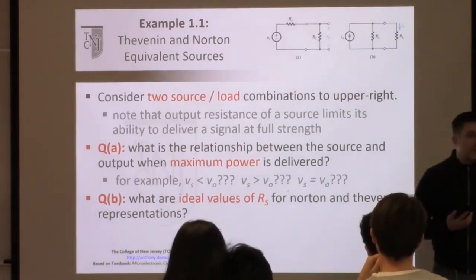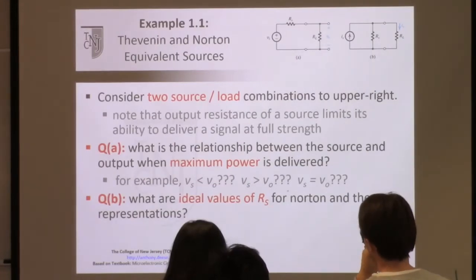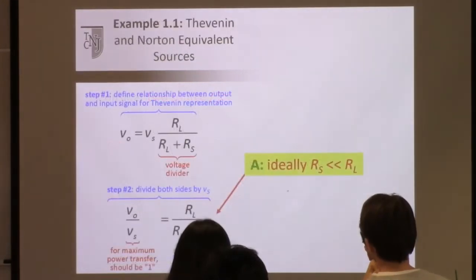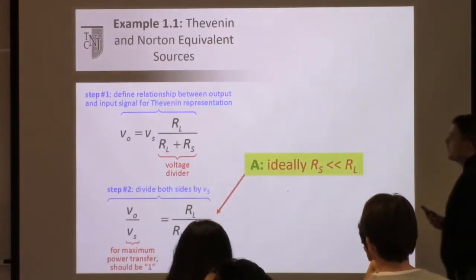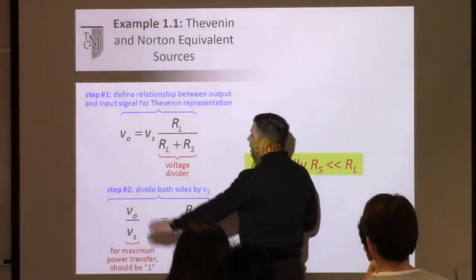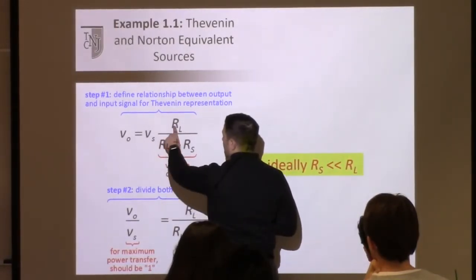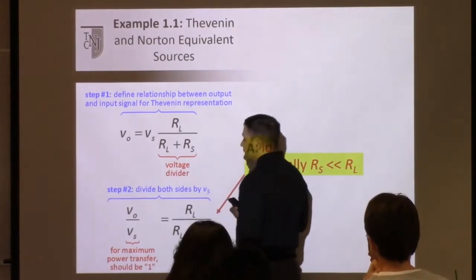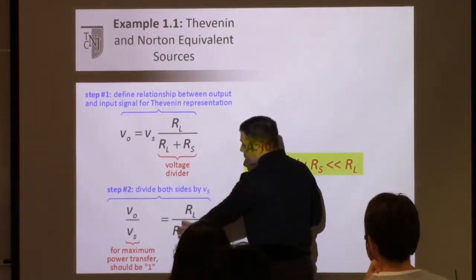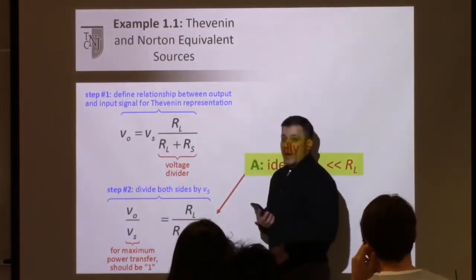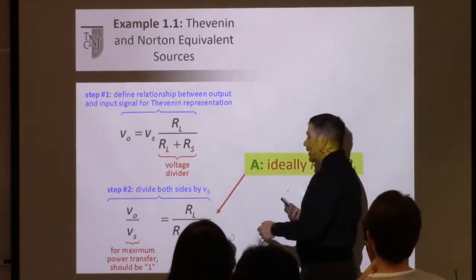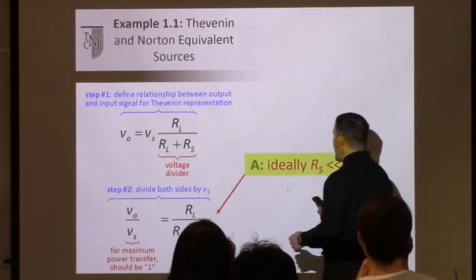And so the relationships between the output and the input for those should be very familiar. Output is equal to the input or the source times the load resistance over the sum of the two. And so what we see is that the question asks you, when do you have maximum power output? And what is the ideal value of RS?